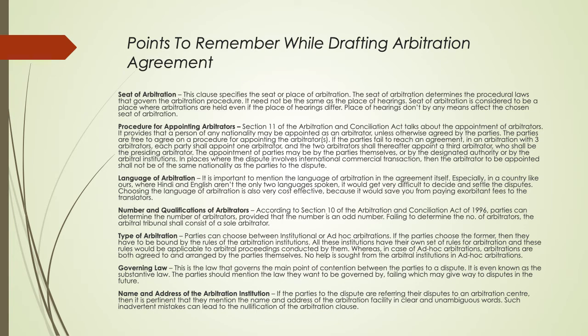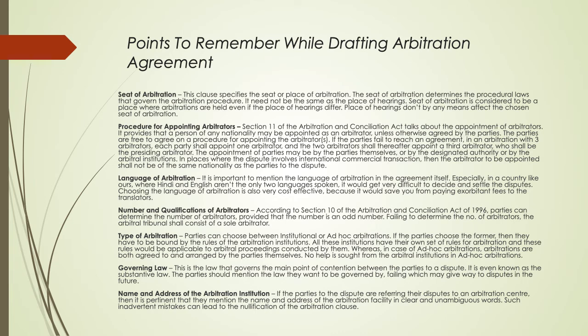Then the language of arbitration. It is important to mention the language of arbitration in the agreement itself, especially in a country like ours where Hindi and English aren't the only two languages spoken. It would get very difficult to decide and settle the disputes. Choosing the language of arbitration is also very cost effective because it would save you from paying exorbitant fees to the translators.